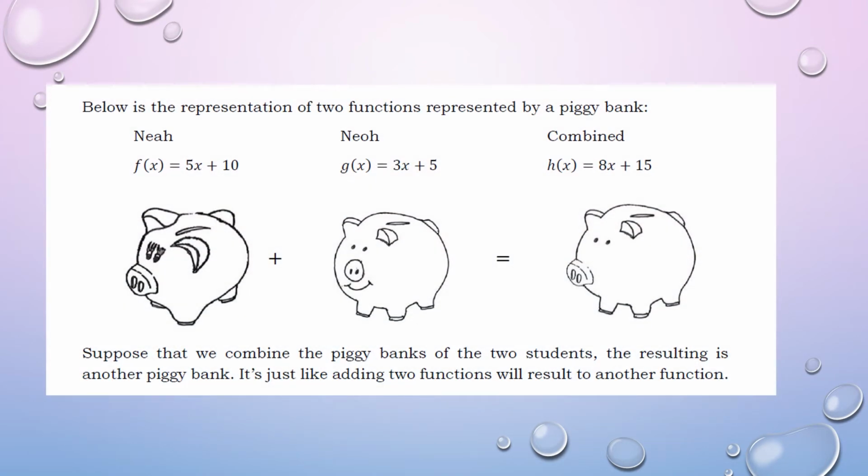Now, below is the presentation of two functions represented by a piggy bank. We have here NIA, f of x equal to 5x plus 10, and NEO, represented by a function g of x is equal to 3x plus 5. If we're going to combine both of them, we will get h of x is equal to 8x plus 50. Okay, that is a representation of two functions combined together.